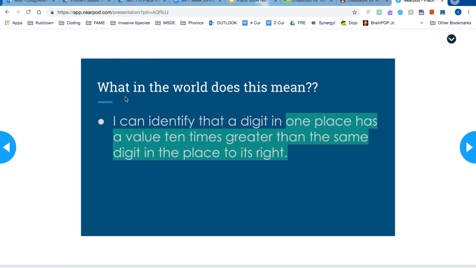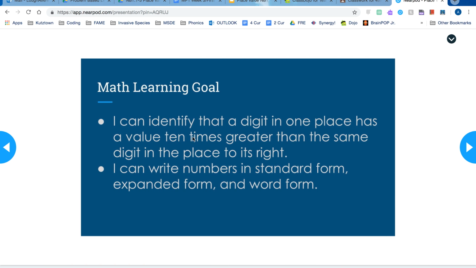Now let's really focus on this objective and what in the world does this mean? When I say I can identify that a digit in one place has a value 10 times greater than the same digit in the place to its right, what am I really saying? We are going to dive into that today, as well as continue to look at our different forms.